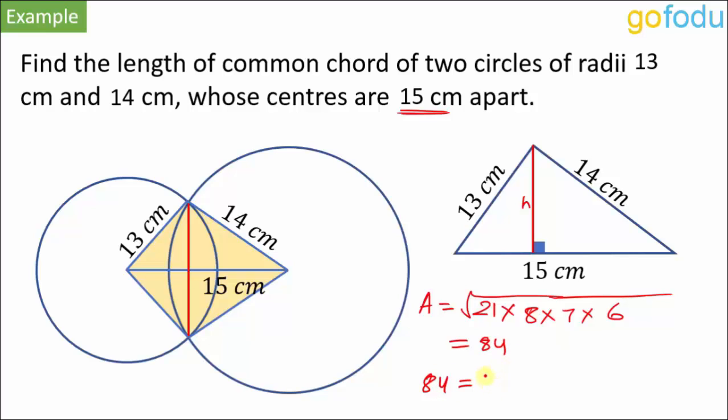Another way, we can use half base into height. This will give us height as 56 upon 5. Height will come out to be 56 upon 5 and this common chord, length of common chord will be twice of the side, that will be 112 upon 5. Moving on to the next question.